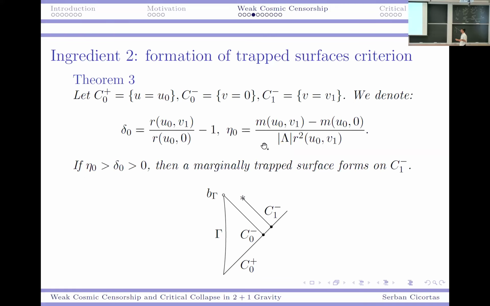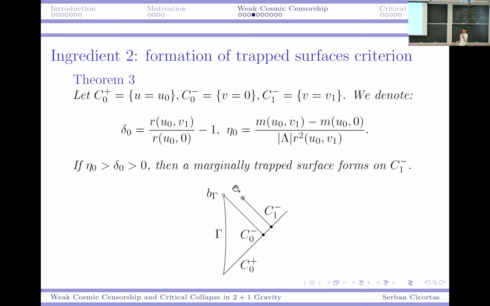And eta is a measurement of the energy contained in this annular region, because if you look at the usual propagation equation for the mass, that sees the derivative of the scalar field squared. So this really measures the energy. What the result then says is that if eta naught is greater than delta and greater than 0, so too much energy in this region, then you get trapped surfaces in the future on C1 minus. So you see too much energy down here. That means that at some point you'll start getting trapped surfaces.